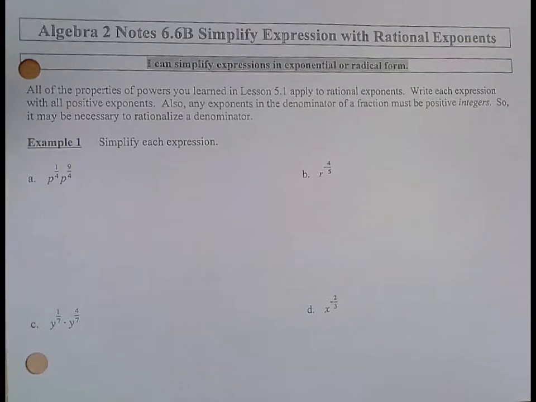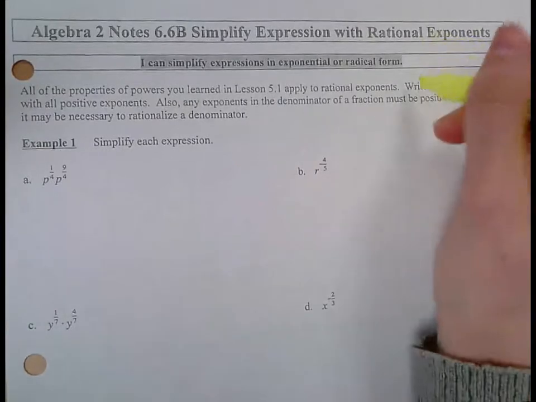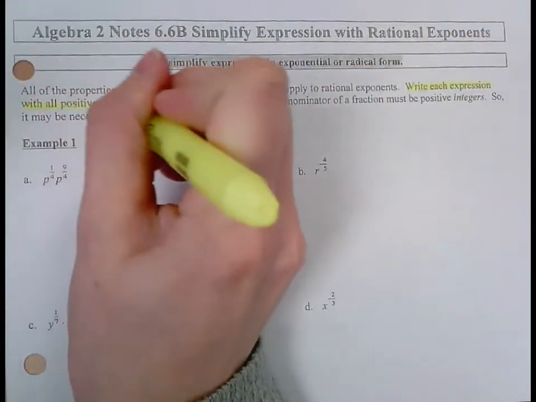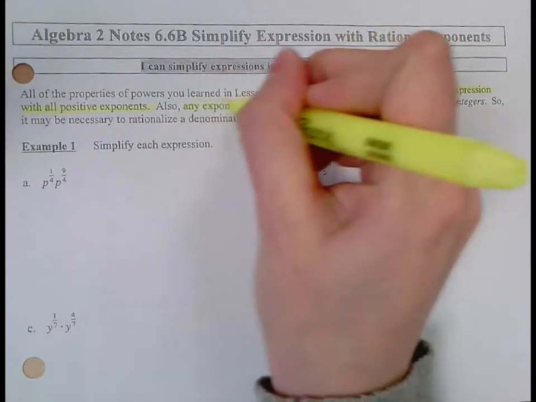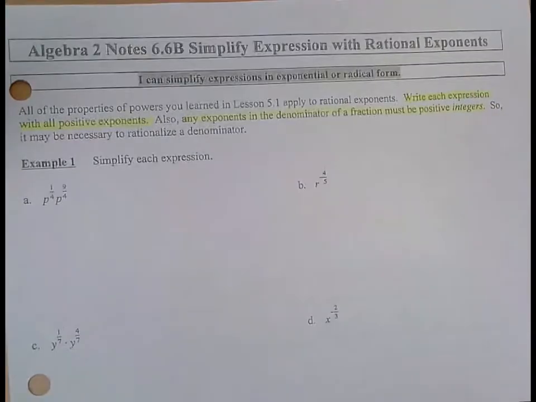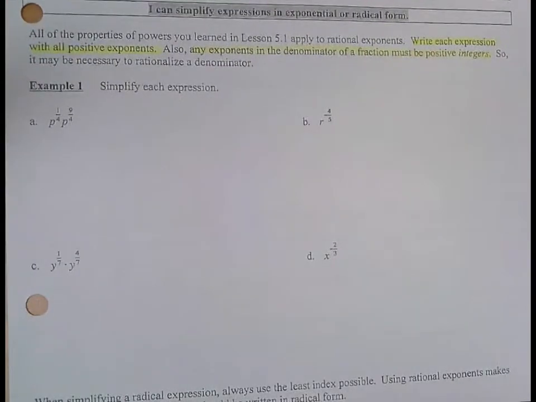And then it does say to write all expressions with positive exponents. So make sure in your answer all exponents are positive. And then it says any exponents in the denominator of a fraction must be positive integers. So you may not leave as a final answer an exponent in the denominator that is a fraction. All exponents in the denominator need to be positive integers, meaning they would be whole numbers. So then it says it may be necessary to rationalize the denominator.